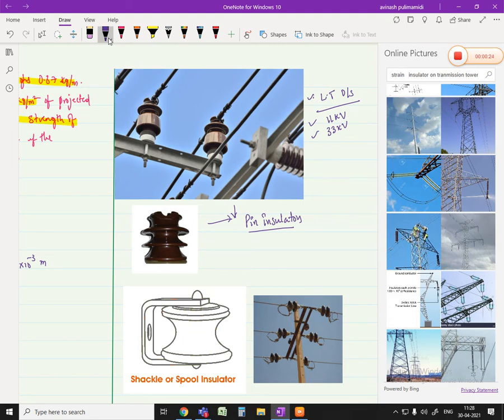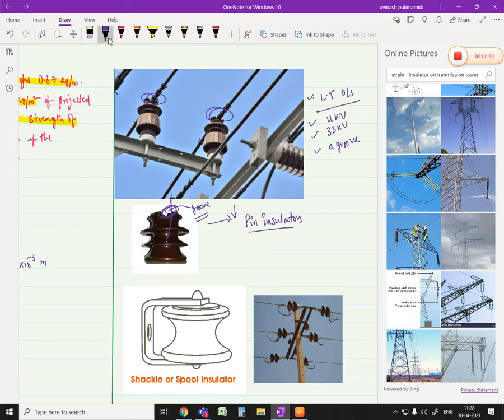So in this insulator, there is a groove. What do you mean by groove? This is called the groove. For that, we will be putting the conductor here. So you can see over here, this is the groove of the pin insulator. Okay, I hope you understood.